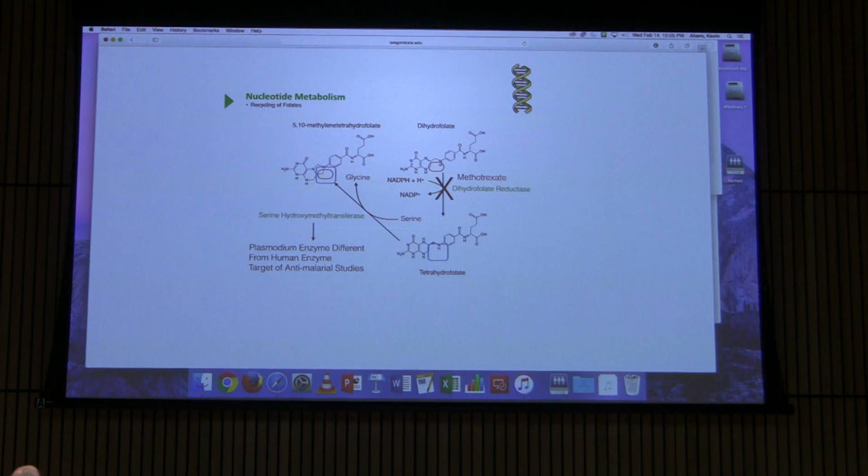DHFR converts dihydrofolate into tetrahydrofolate. And I don't even care if you know that. I just want you to know that this enzyme is important in this recycling process. You can actually see the gain of the extra carbon in going from tetrahydrofolate up here, but that's not my reason for showing you this figure. My reason for showing you this figure is that this enzyme, dihydrofolate reductase, is the target of another anti-cancer drug, and that's called methotrexate. Okay?